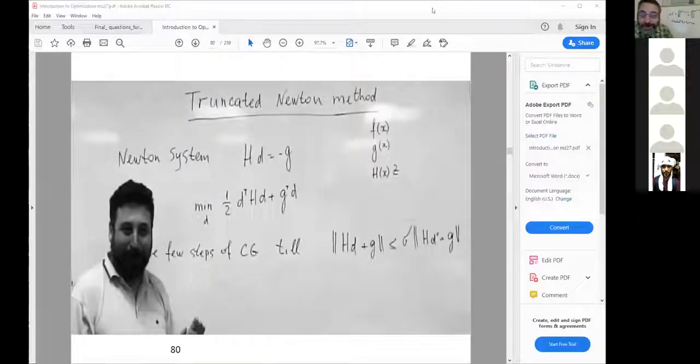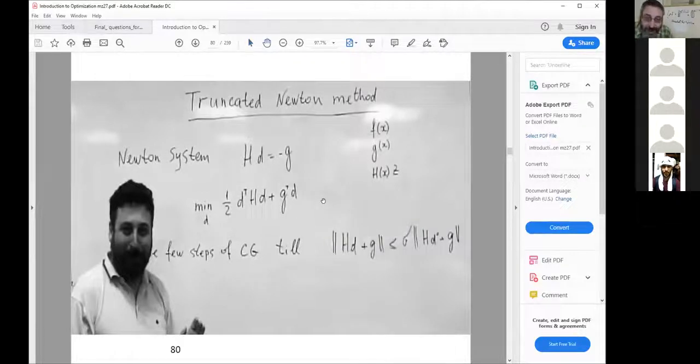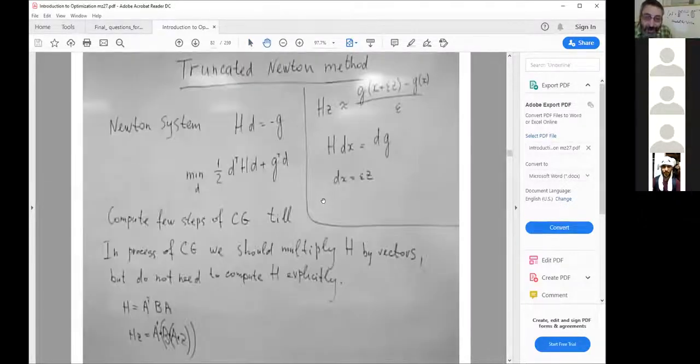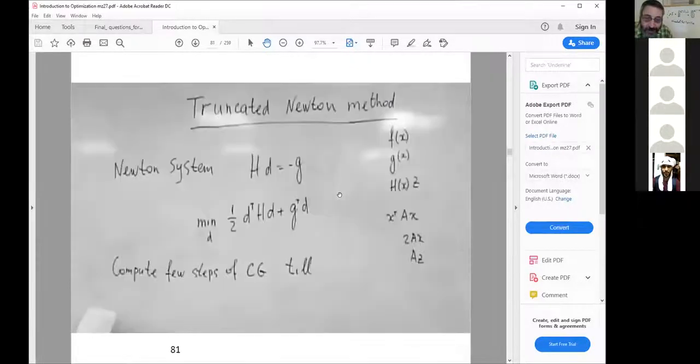Truncated Newton method. Here it is. Three slides as I see. Let me share my screen. Okay. I was a little bit younger then. One more second. We have three slides. Which one do you want to discuss? This one? Okay. Or the next one?